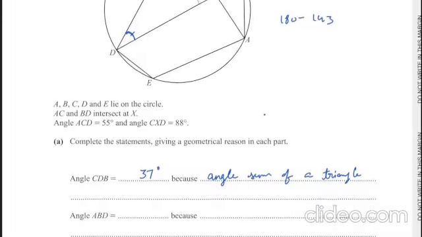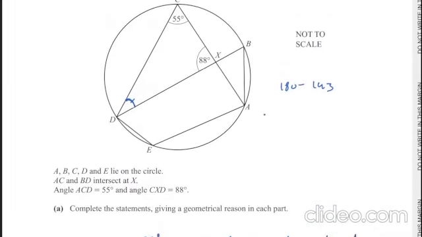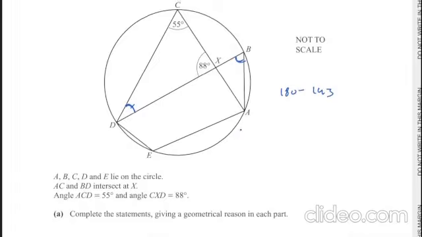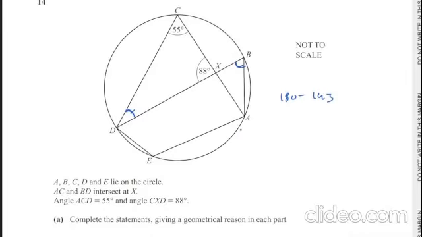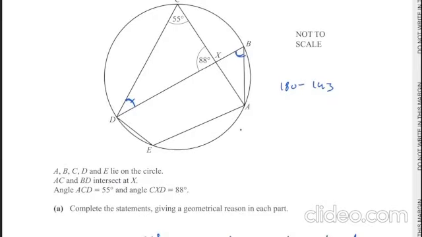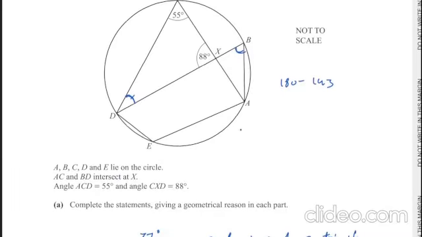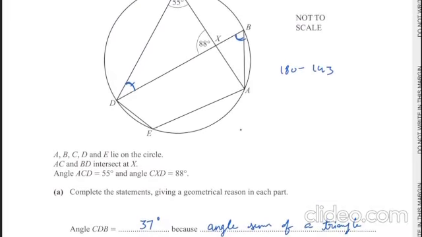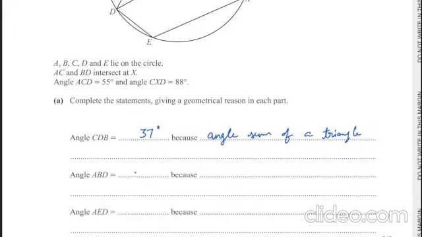Now next is angle ABD. So this is the angle ABD, and you can see this angle ABD and angle ACD are equal because they are on the same segment. Angles in the same segment are equal. So I can write ABD is equal to 55 degrees because angles in the same segment are equal.